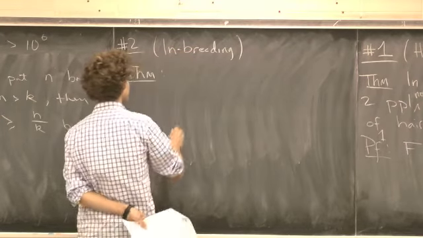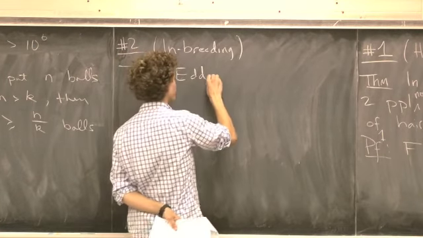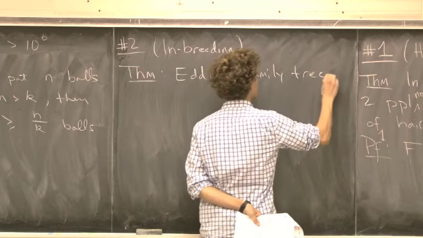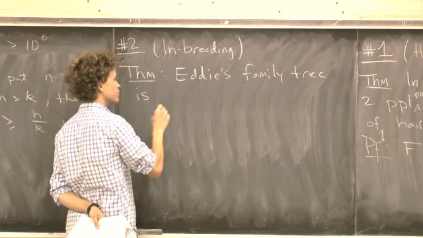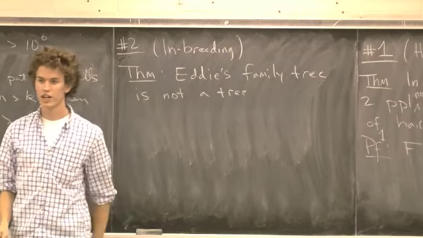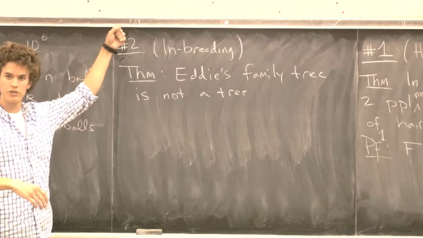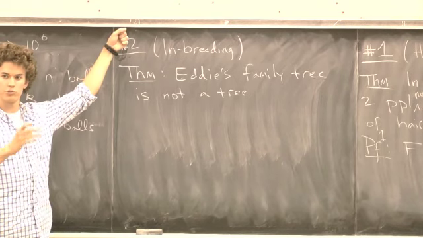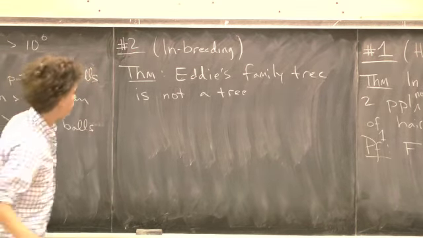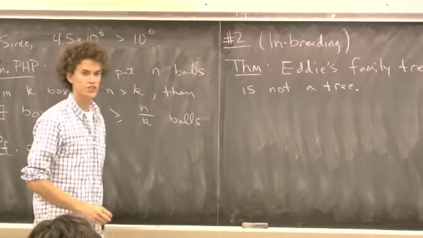All right, so the theorem is: Eddie's family tree, in graph theory terms, is not a tree. It has a cycle. Another way to say this is he's got some ancestor, maybe his great-great-great-grandmother, whose parents were related. They were 15th cousins. It happens. So let's prove that Eddie's family tree is not a tree.